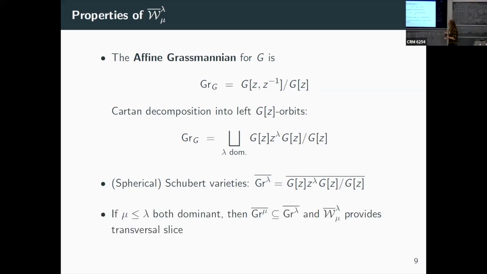So what is the link to the slices I was mentioning? If you have mu and lambda both dominant and they're less than or equal to each other, then these Schubert varieties are contained in each other. This is the order on Schubert varieties. And you can ask, if I have an inclusion like this, can I produce a transversal slice between the smaller variety and the larger one? And this W lambda mu is a way of producing it. There's a general recipe, even for a Kac-Moody partial flag variety, for producing transversal strata and slices. And this actually fits into that story in a way.